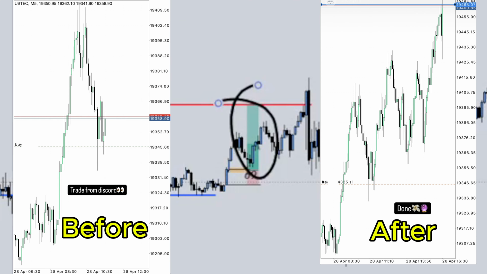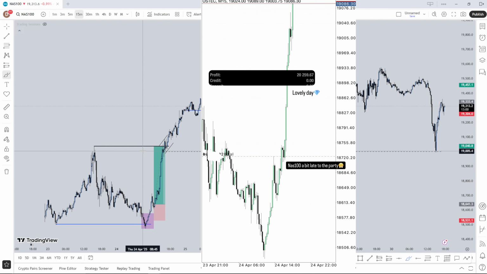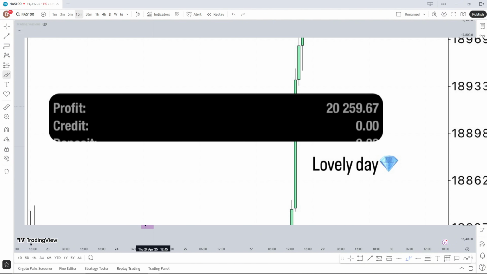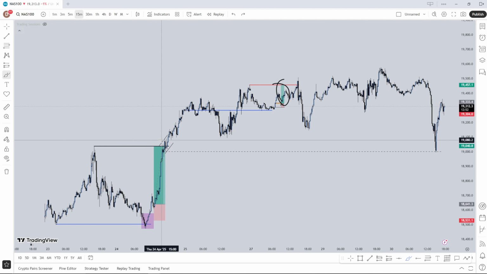Today I'll be going over 3 trades, so 2 trades on NAS100, this one from Monday and this one from Thursday. And also on Thursday we took US30, so Thursday I made over 20k, and all 3 trades were over 10 risk to reward together. So we made over 10 risk to reward in just Thursday and Monday.